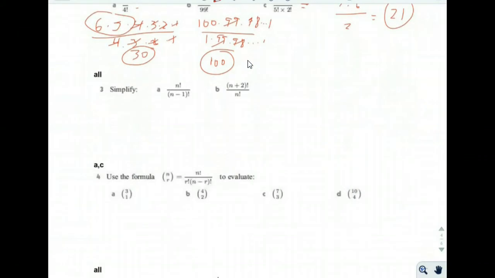Number 3, simplify these. Well, n factorial divided by n minus 1 factorial is just n, right? Because n factorial is n times n minus 1 times n minus 2. N minus 1 factorial cancels out everything except for the n. N plus 2 factorial over n is just equal to n plus 2 times n plus 1. And that's it. Okay.